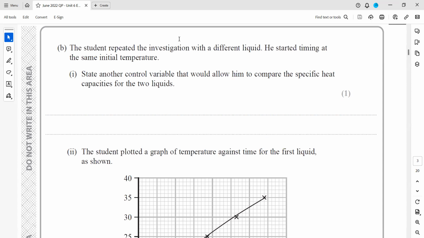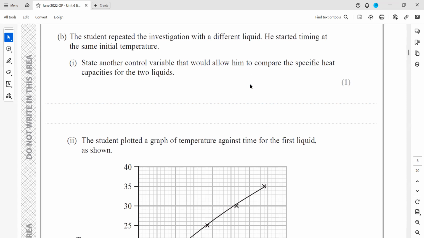The student repeated the investigation with a different liquid. He started timing at the same initial temperature. State another control variable that would allow him to compare the specific heat capacities of the two liquids. If you want to compare the specific heat capacity, what other parameters should we keep constant? For a fair comparison, we should take equal mass of the two liquids, or equal volume of the two liquids.